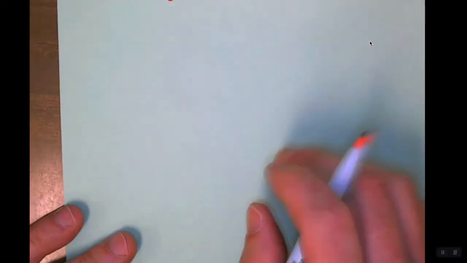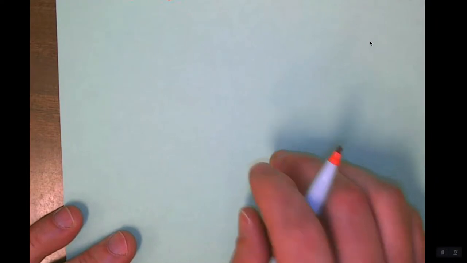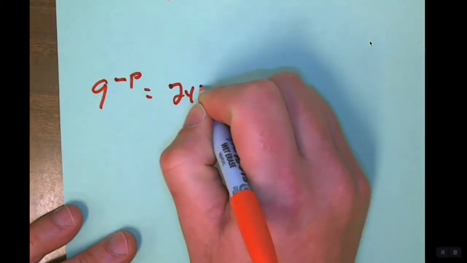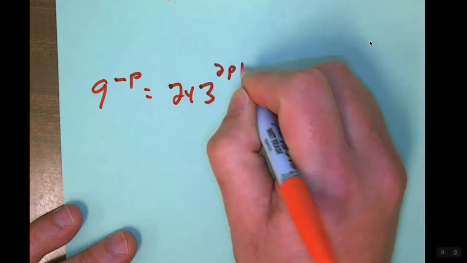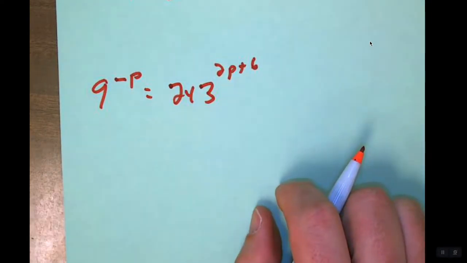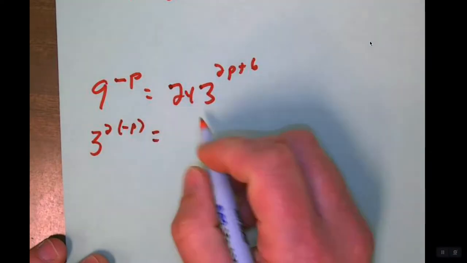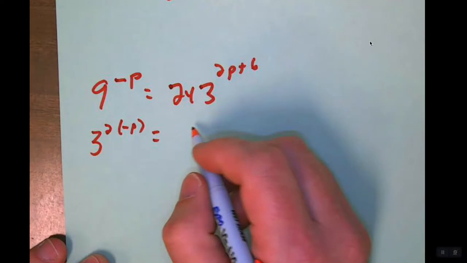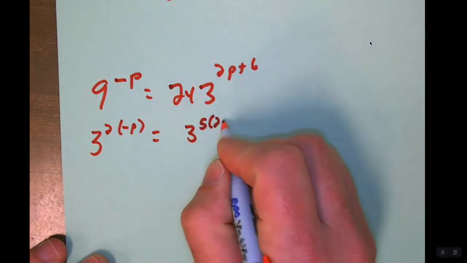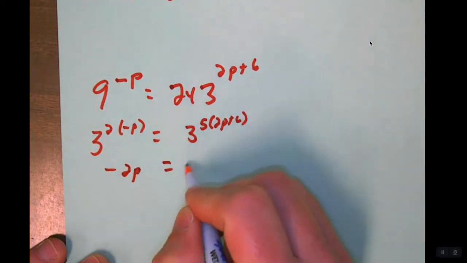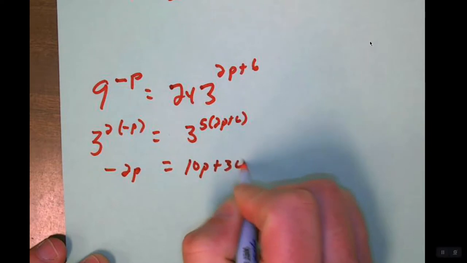We'll do one more. How about number 9? So you got 9 minus p equals 243 to the 2p plus 6. All right, well, oh wait, 3 squared is 9, and that's a minus p right there. Is 3 a power of 243? That might be to the 5th. I think so. You could try that, but I think it's true. So then you got this. And then you can solve that, right?